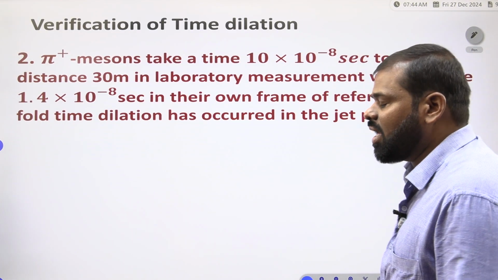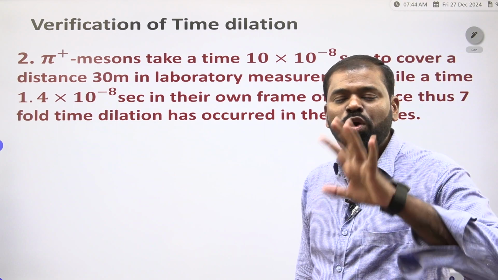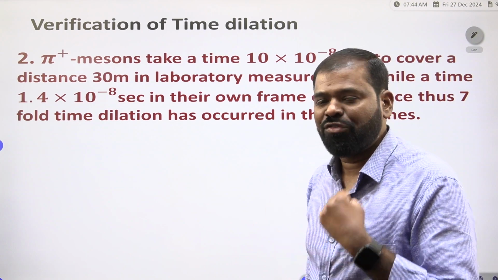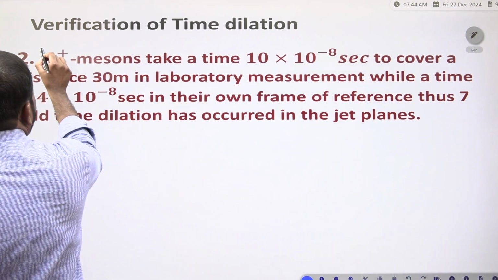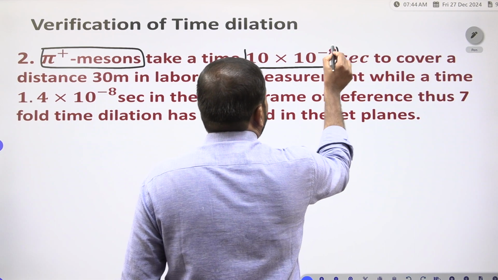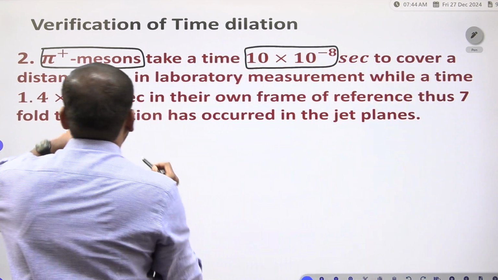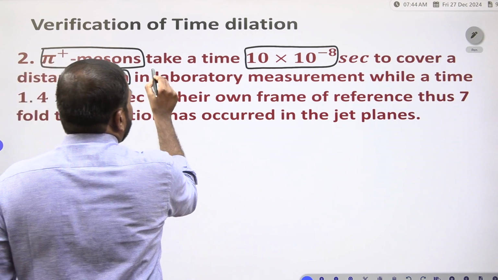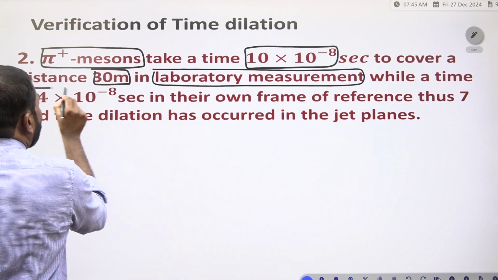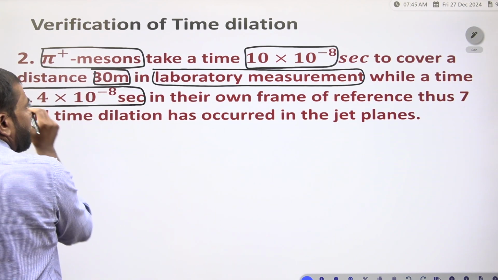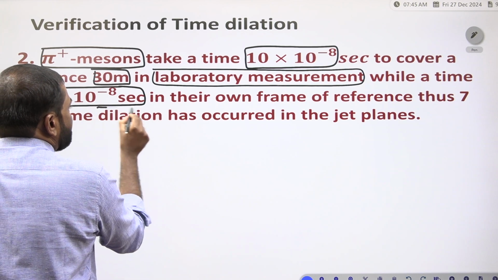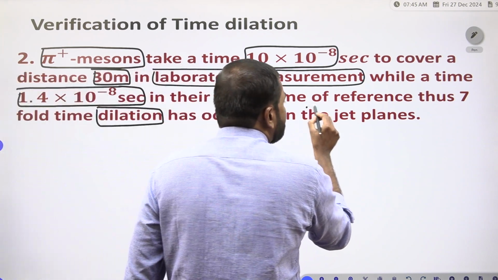Now not only in mu minus mesons, in the cosmic rays there are also pi plus mesons. Suppose a pi plus meson takes a time of 10 to the power of minus 8 seconds to cover a distance of 30 meters in the laboratory measurement, while it takes 1.4 into 10 to the power of minus 8 seconds in its own frame of reference. Thus 7-fold time dilation exists, as occurred in the jet planes.